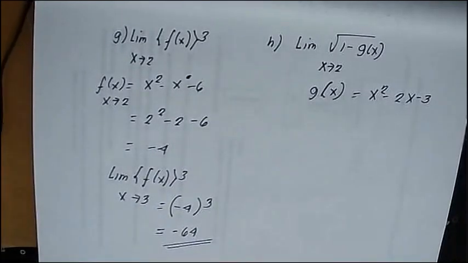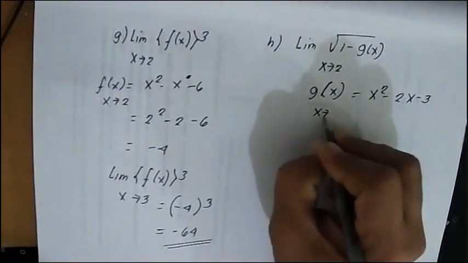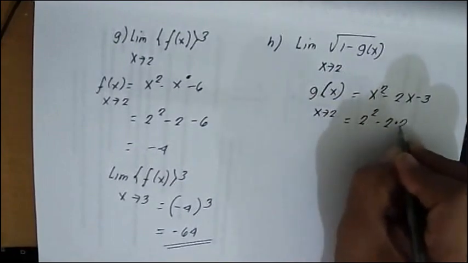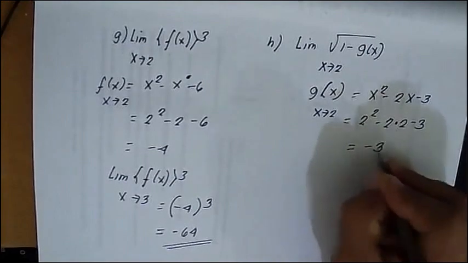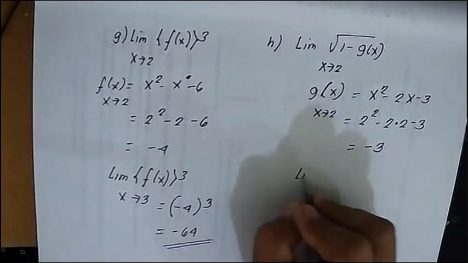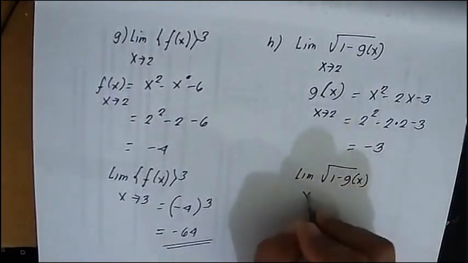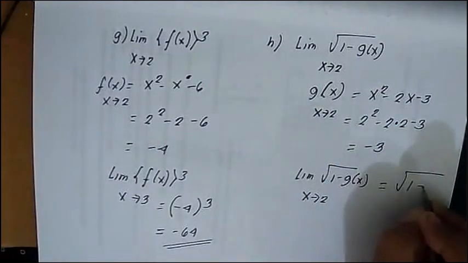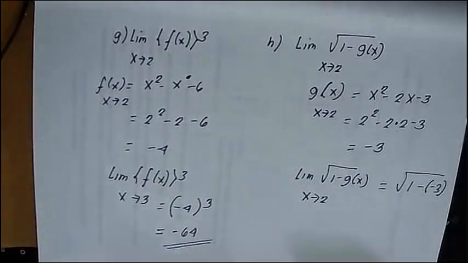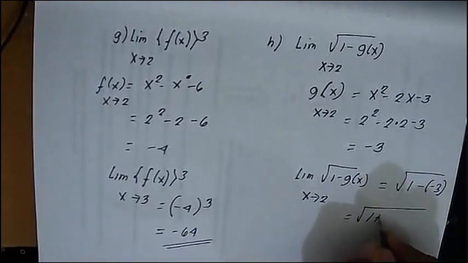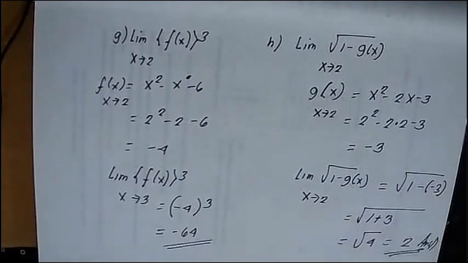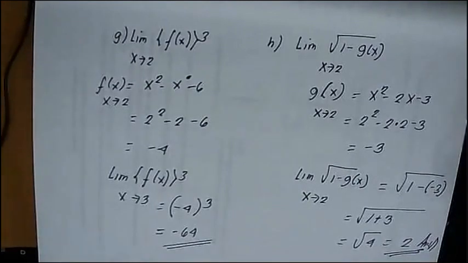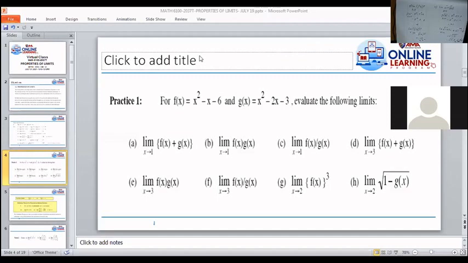Okay? Next, for the last one, the limit of the square root of 1 minus g sub x as x approaches to 2, this is our function. So, we have 2 squared minus 2 multiplied by 2 minus 3. So, we have 4 minus 4, 0, so we have negative 3 po siya. Okay? So, therefore, limit the square root of 1 minus g sub x as x approaches to 2 is equal to the square root of 1 minus negative 3 po. Simplified further, that is the same as 1 plus 3. Minus minus, magiging plus po siya. Square root of 4, the answer is 2 po. So, madali lang po siya, no? So, these are our answers na po, no? Okay.